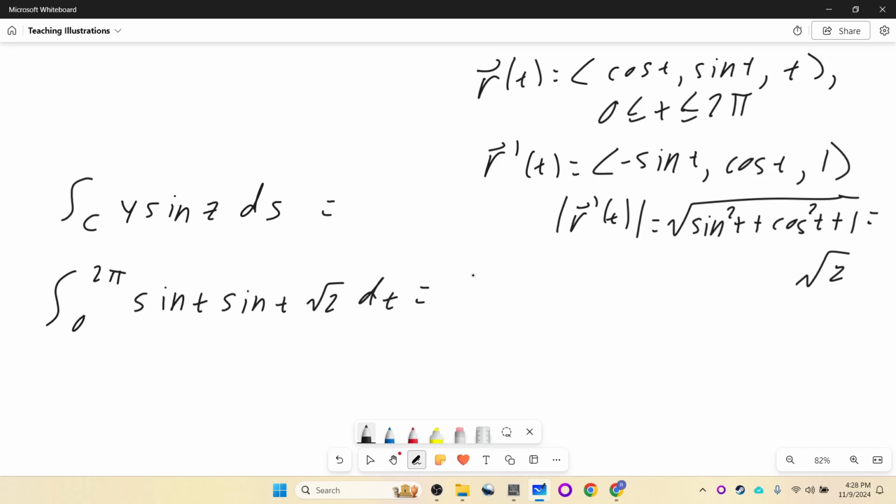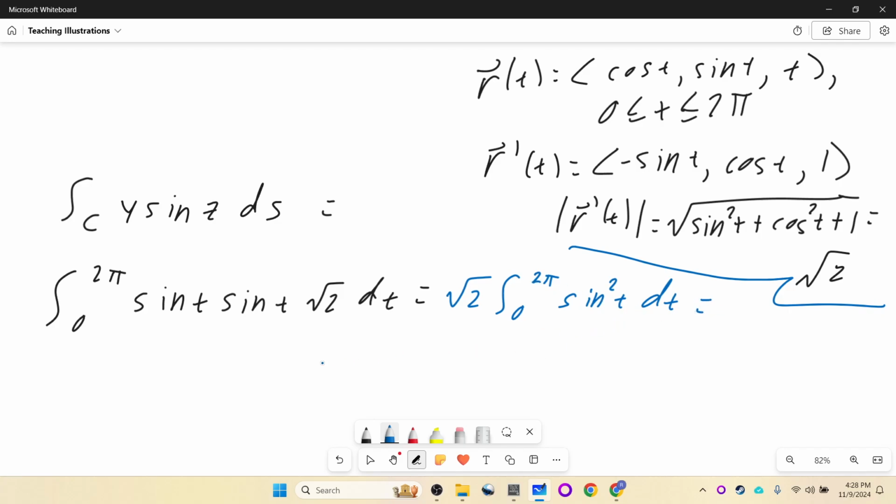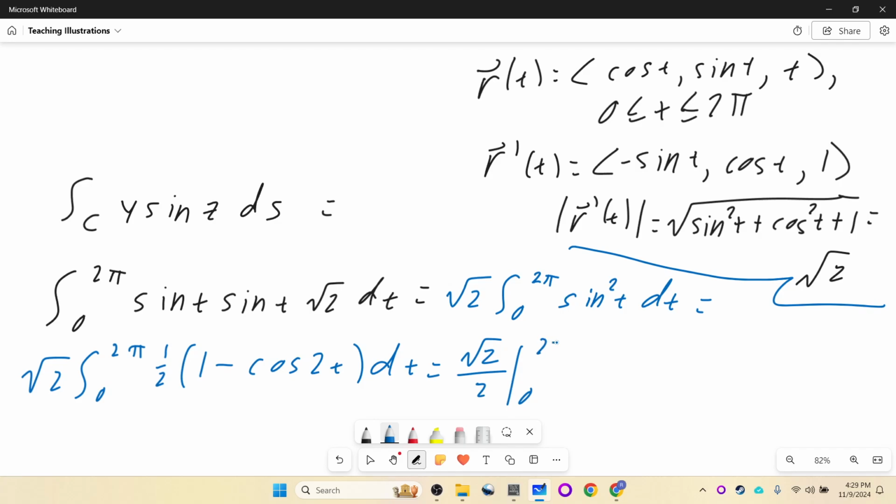This one I will do because it's using a formula that not everyone is comfortable with, I think. So we get square root of 2, integral from 0 to 2 pi of sine squared t dt. We need to reduce the power on this because we don't have a cosine, so we can't do a u-sub. So we get root 2, integral from 0 to 2 pi of 1/2 times (1 minus cosine of 2t) dt, which is root 2 over 2, from 0 to 2 pi of t minus 1/2 sine of 2t.